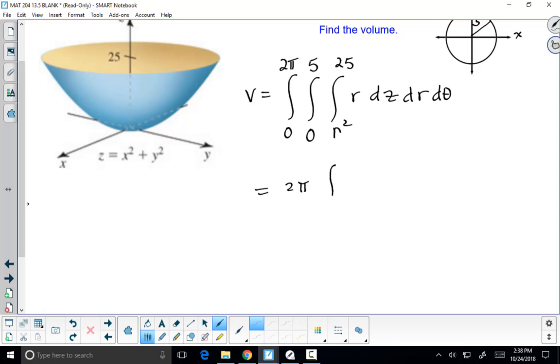Okay, so then we get 2 pi, 0 to 5. Once again, integrating with respect to z, there is no z in there. So we take the length of the interval, 25 minus r squared, multiply it by r. So we get 25r minus r cubed dr. And that will give us the following.